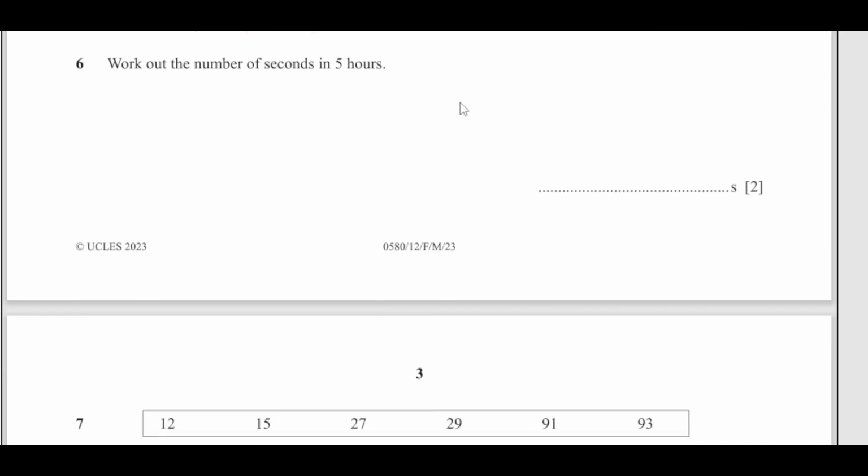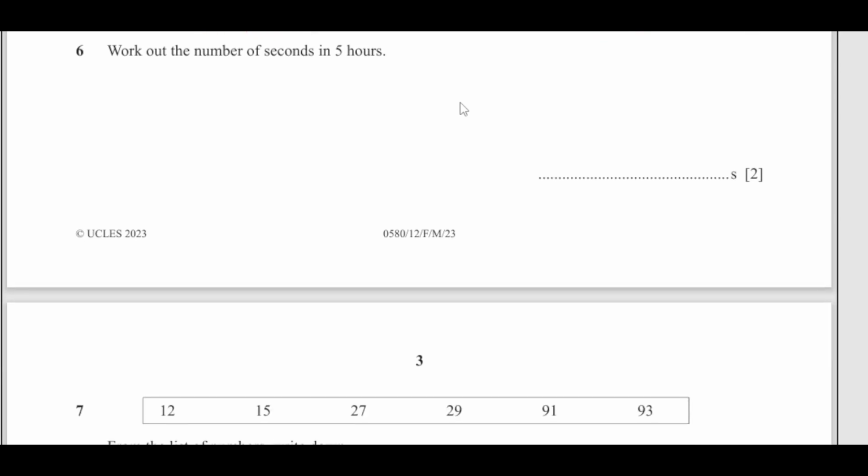Now number 6, work out the number of seconds in 5 hours. So 5 hours, first hours to minutes, it's times 60, then again times 60 from minutes to seconds. So when you multiply all this, it comes out to be 18,000, the final answer.